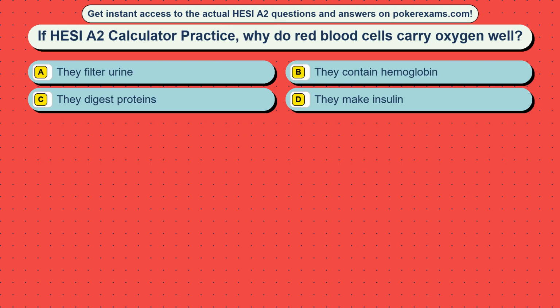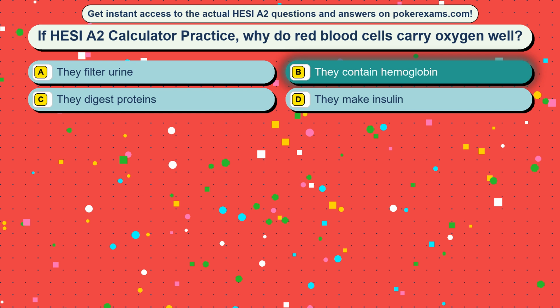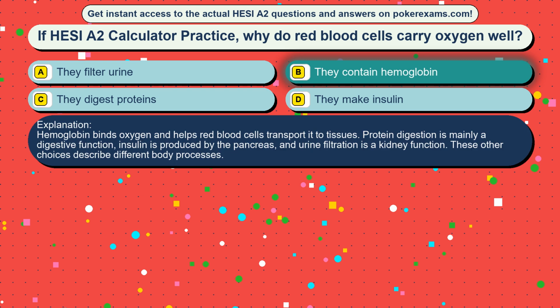Question 40. If HESI A2 Calculator Practice, why do red blood cells carry oxygen well? Option A, they filter urine. Option B, they contain hemoglobin. Option C, they digest proteins. Option D, they make insulin. The correct answer is option B, they contain hemoglobin. Hemoglobin binds oxygen and helps red blood cells transport it to tissues. Protein digestion is mainly a digestive function, insulin is produced by the pancreas, and urine filtration is a kidney function. These other choices describe different body processes.